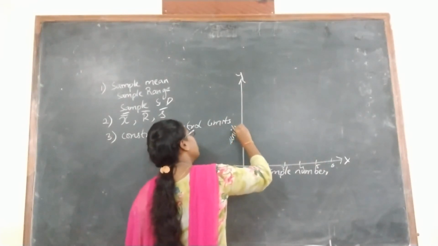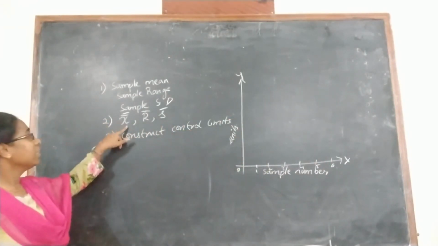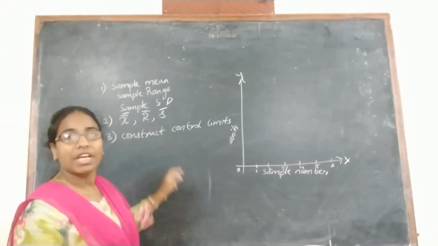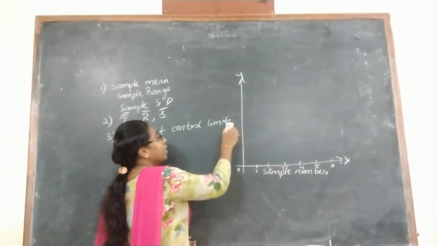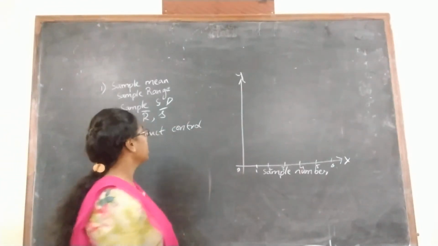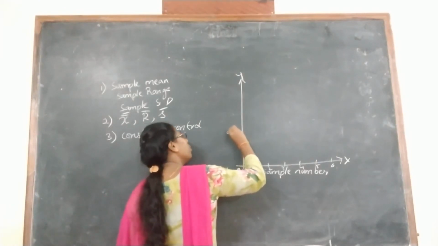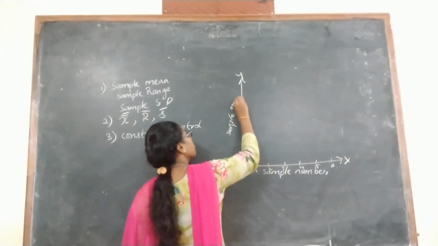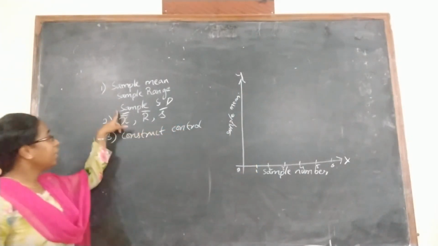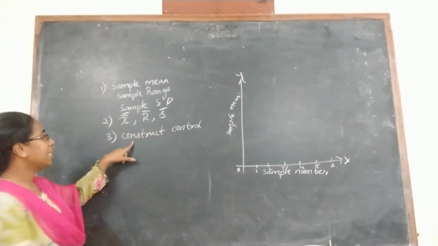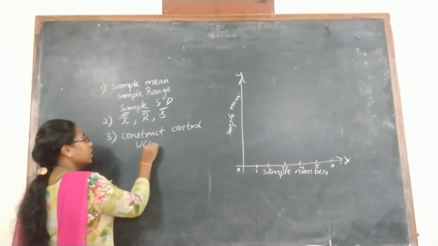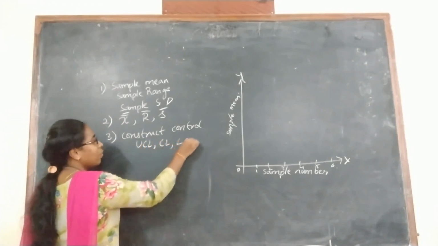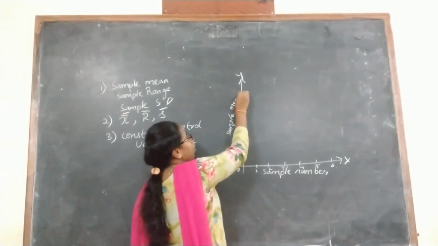So here, we are considering the mean chart. For the mean chart, we will be plotting the sample mean values. So sample mean values will be plotted on the y-axis. Then you need to plot the UCL, CL and LCL values. So first, draw the UCL.